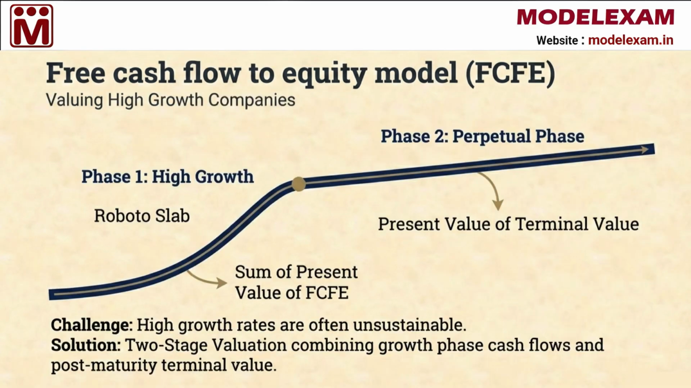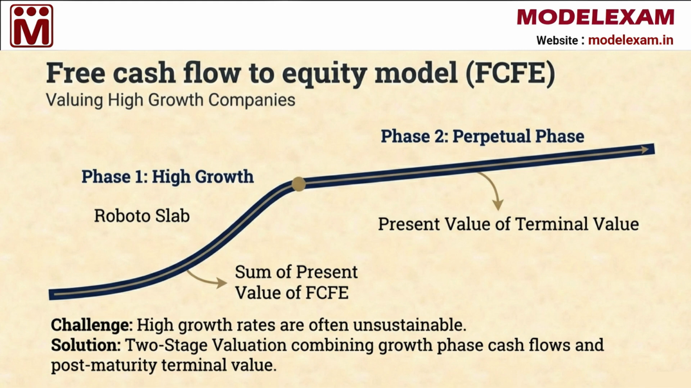Valuing high growth companies with this model can be tricky because high growth rates are often unsustainable in the long run. To solve this, we use a two-stage valuation. Phase 1 is the high growth phase, where we calculate the present value of cash flows during the boom.